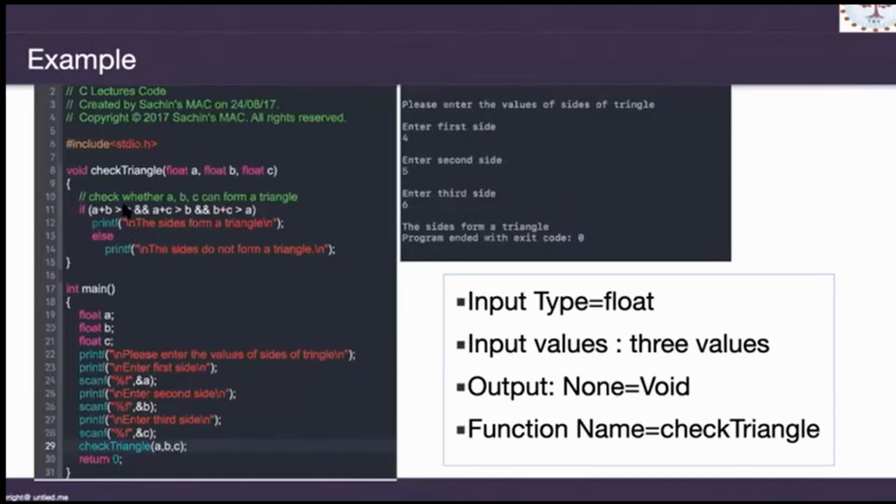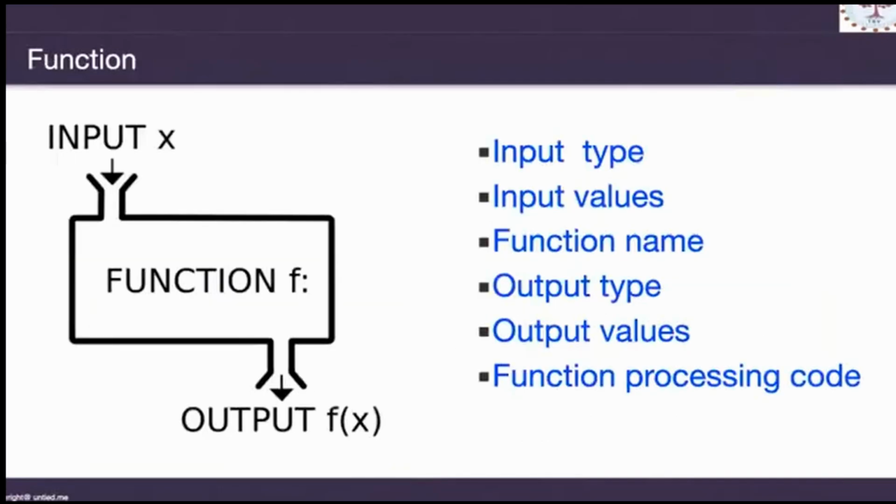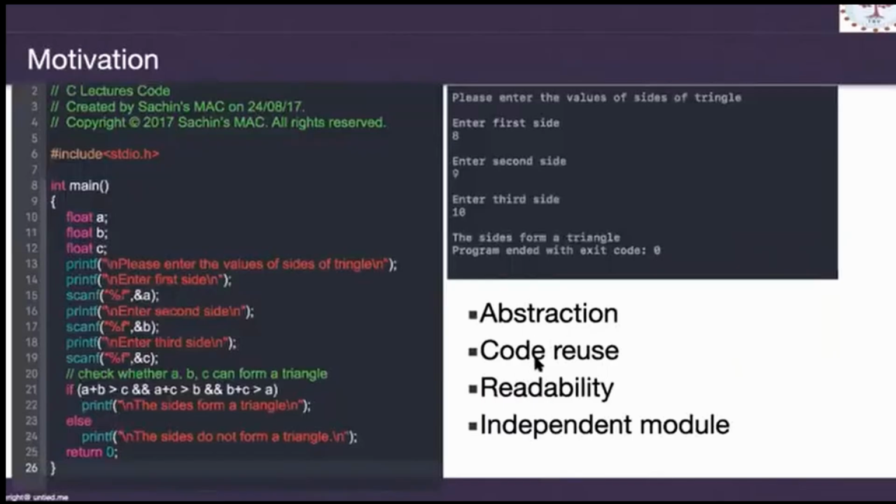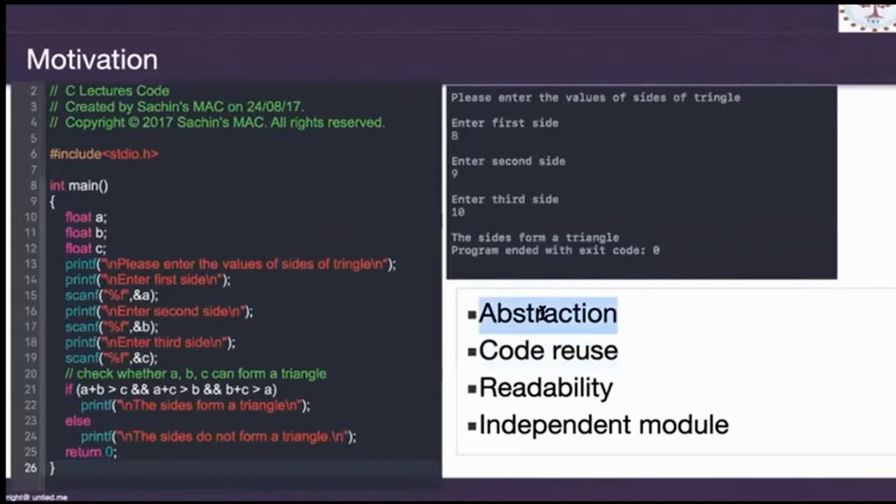Now you can see that whenever I need to check whether a triangle is being formed by three sides or not, I have to call just this function. I don't need to write these 3-4 lines again and again in my code. So that is the benefit of the function concept, and that's why we say it provides us a code reuse facility. Apart from code reuse, it also provides abstraction.